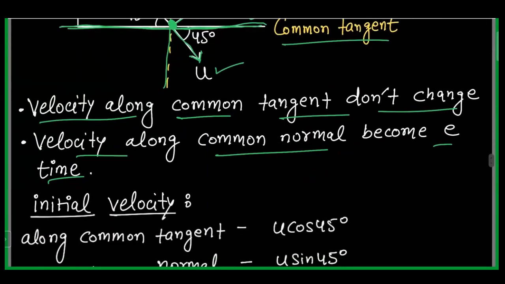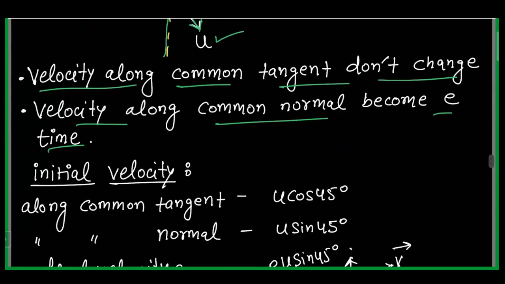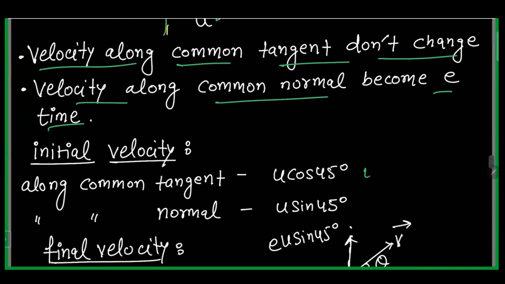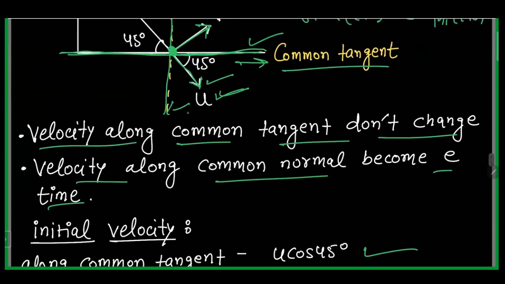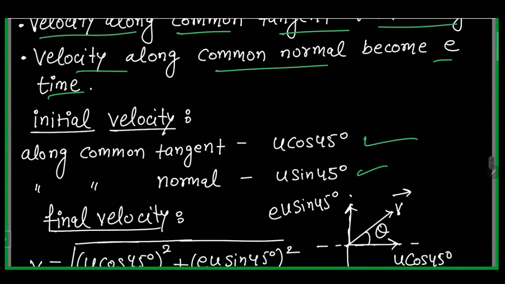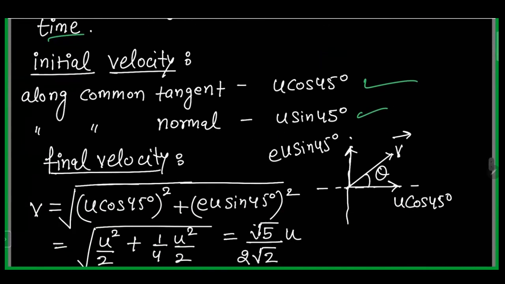Okay, let's see the initial velocity. So this is your initial velocity. What is the initial velocity along common tangent? u cos 45. And what is your initial velocity along common normal? It is u sin 45. Simple. What about final velocity? So this is your final velocity.